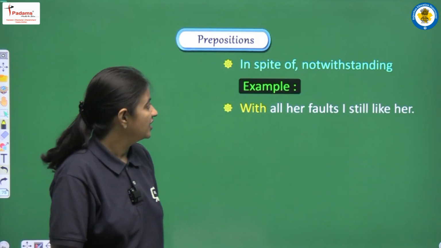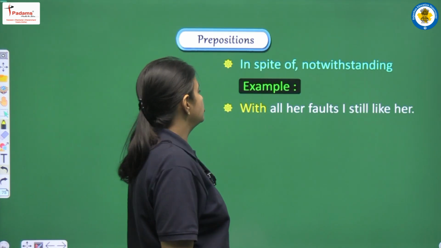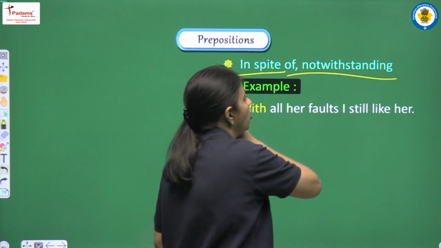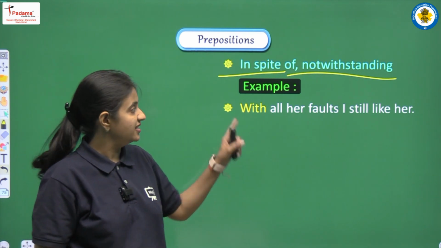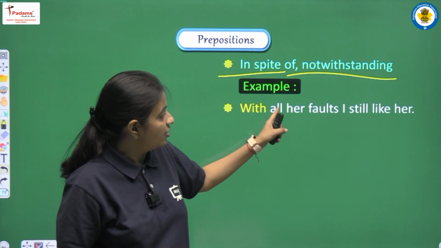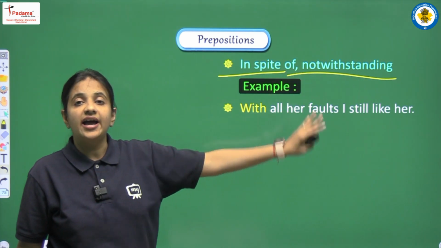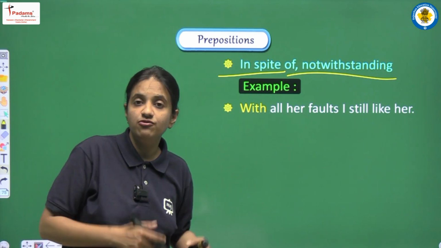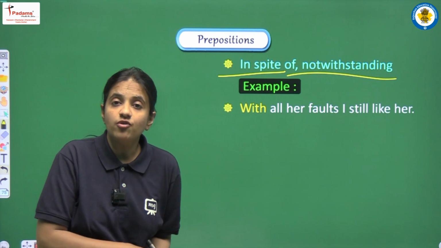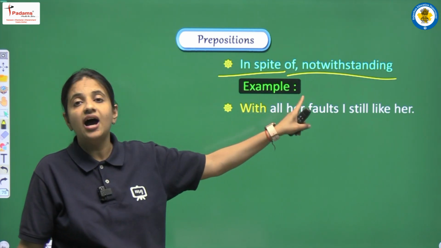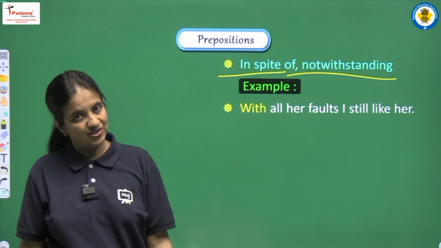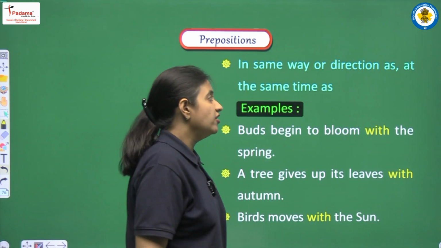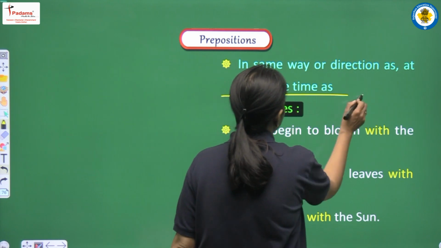Alright. Next, it is used to show the meaning of "in spite of," or we can say "notwithstanding." Let's see the example. With all her faults, I still like her. So here we are saying that yes, she has so many faults, but in spite of all her faults, I still like her.